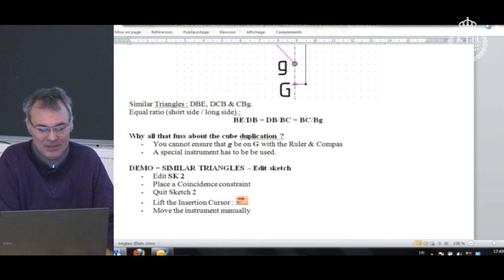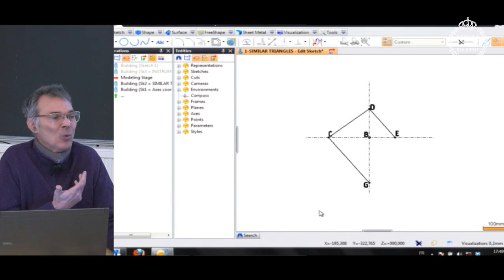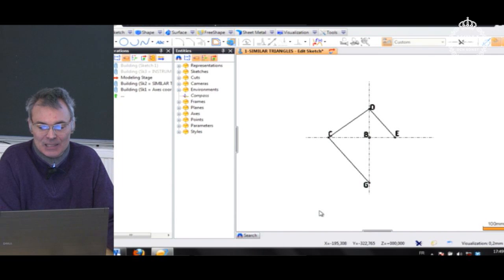So if this is as simple as to build this, why all the fuss about this cube duplication? It is that it is actually very difficult when you start building this geometrical figure. As soon as you start from E towards D, there is only one perpendicular that leads to C and only one that leads to G. So you do not know what the starting angle should be in order that this line arrives perfectly on G. Okay?